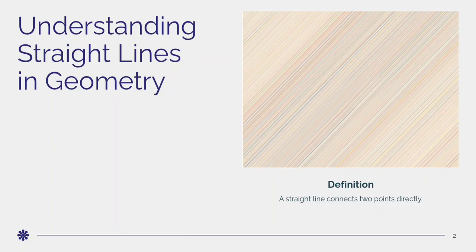Understanding straight lines in geometry. Straight lines are the most fundamental elements in geometry, forming the basis for understanding shapes, angles, and spatial relationships. Definition: a straight line connects two points directly. They extend infinitely in both directions and have zero curvature. Studying straight lines helps us to analyze coordinates, slopes, and equations in both 2 and 3 dimensions. Understanding them is key to mastering more advanced geometric as well as algebraic concepts.